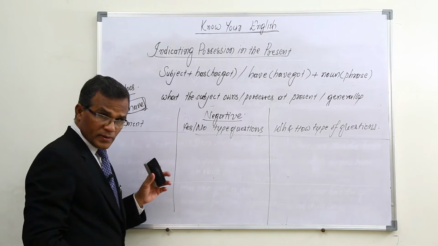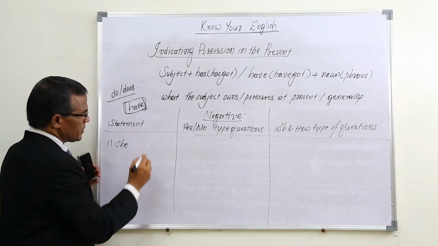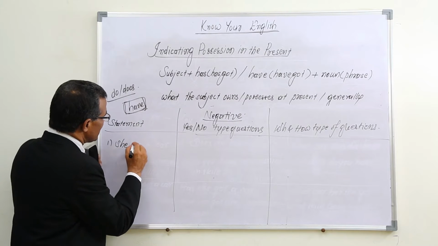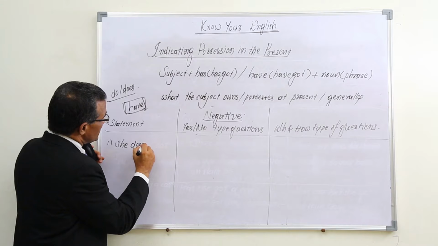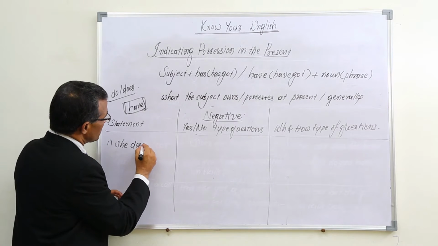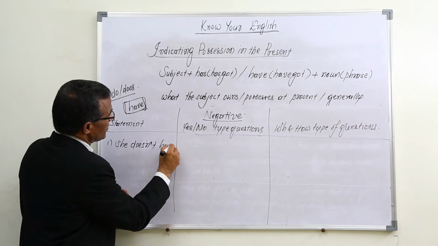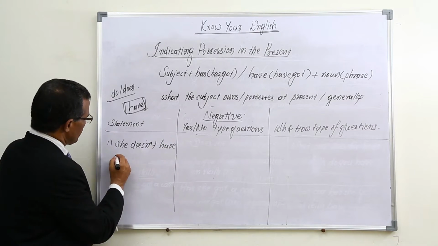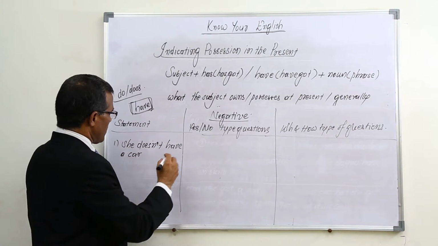Just like before, she has a car. Opposite of that is she doesn't. As she is singular, we have to use does. She doesn't have. After do or does, we have to use only have. She doesn't have a car.